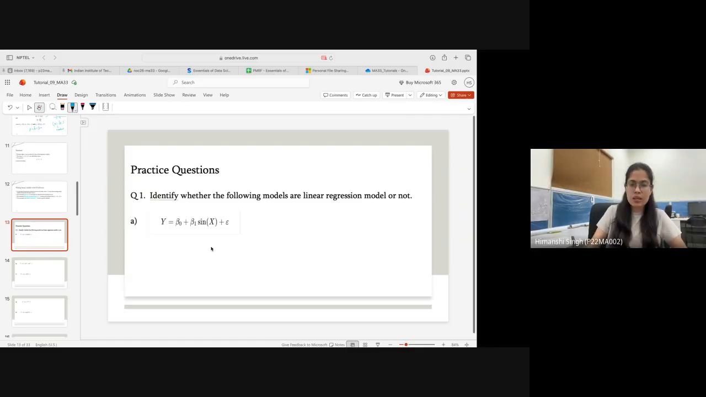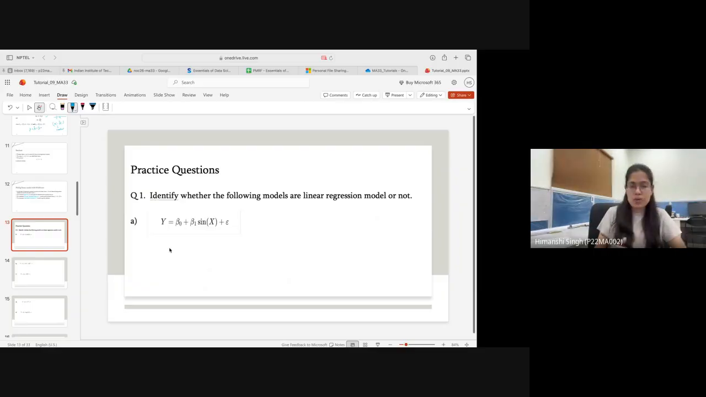A linear regression model is one where the relation is linear in the parameters. One method to check whether the relationship is linear in the parameters beta naught and beta 1 is this. Here beta naught and beta 1 are the parameters, and x is the variable. Just find the partial derivatives with respect to the different parameters, and see whether the derivative still depends on the parameter.